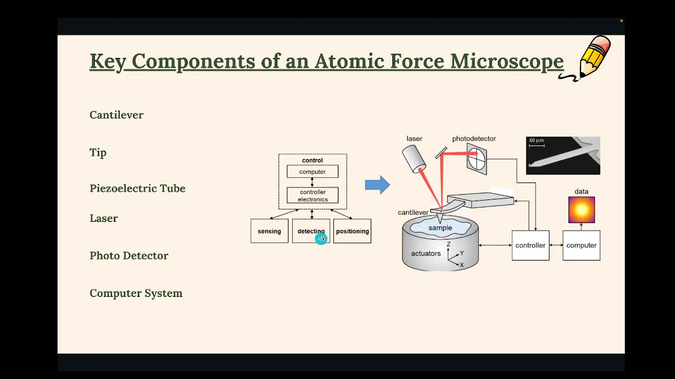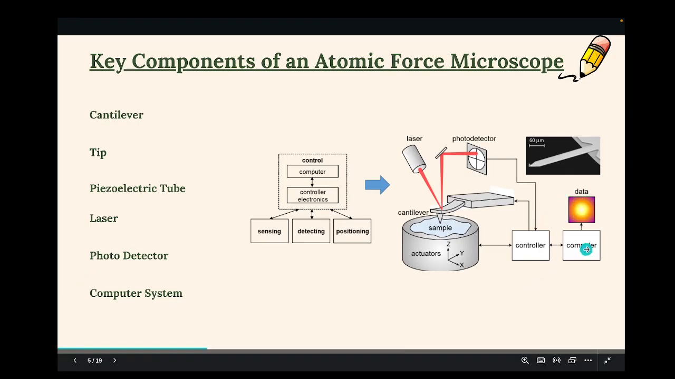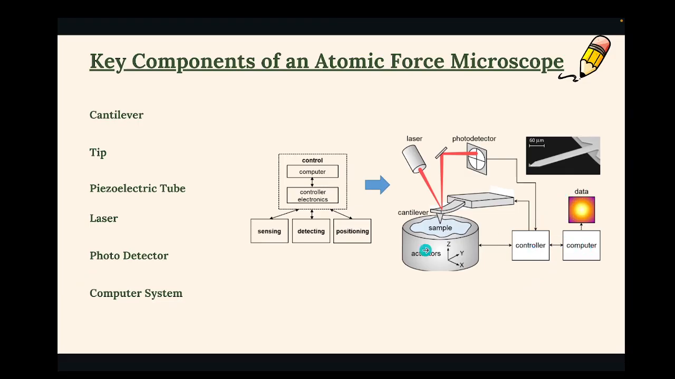The piezoelectric tube also plays a very crucial role. It moves in the x, y and z directions so that contact between the tip and the sample is maintained. The laser falls on the cantilever, is reflected, and goes to the photodetector, which detects these photons and sends them to the controller, and then to the computer system, where the data is recorded. The computer system generally gives signals to the controller, which gives signals to the piezoelectric tube so that the movement takes place according to the signals, and the computer also collects the data.